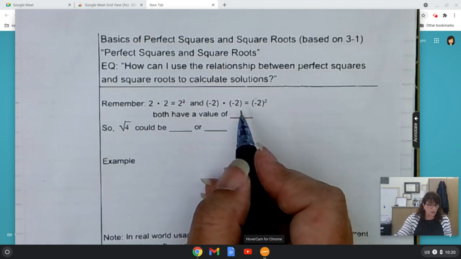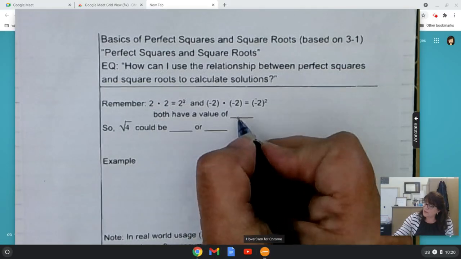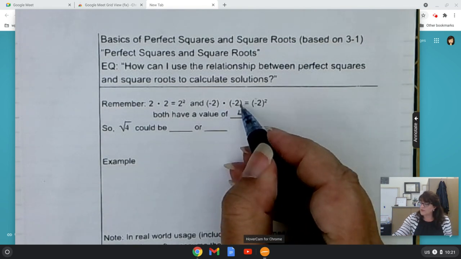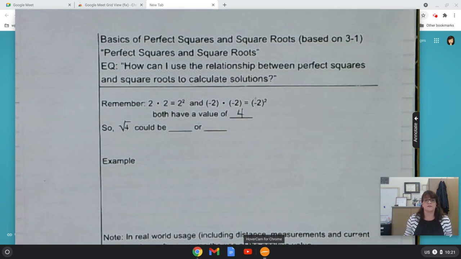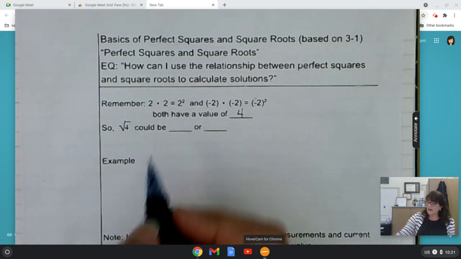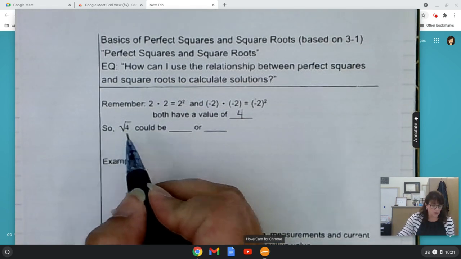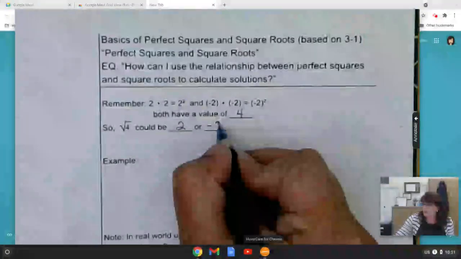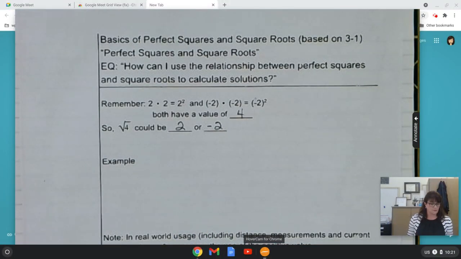These both have a value of 4, because 2 times 2 is 4, and negative 2 times negative 2 is positive 4. So the value of the square root of 4 could be 2 or negative 2.